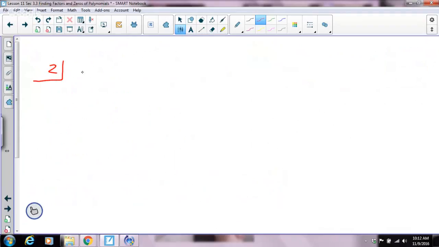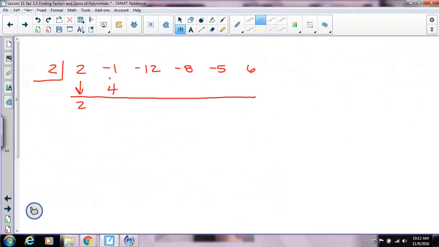So plug in 2 and bring your 0 row, which was, shh, stop talking. 2, -1, -12, -8, -5, and 6. We haven't found any that work yet, so we're gonna have to keep using that until we do, okay? So bring down the 2. 2 times 2 is, and -1 plus 4, 2. And -12 plus 6?